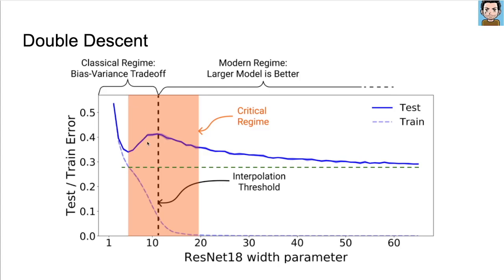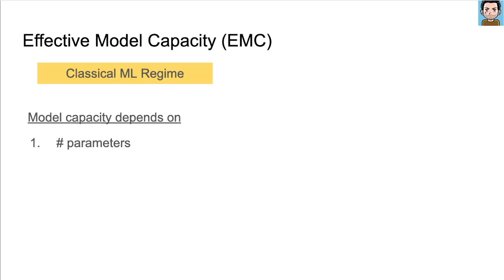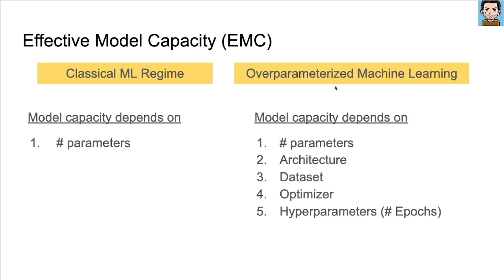But now, I will present another key idea in the paper, which is the effective model capacity. In classical ML regime, we regard the number of parameters as the only factor that controls a model capacity. More parameters means bigger capacity, and that's it. All other factors such as the training data distribution, the architecture of the network, the optimizer, the number of epochs are irrelevant. This changes in the over-parameterized regime.